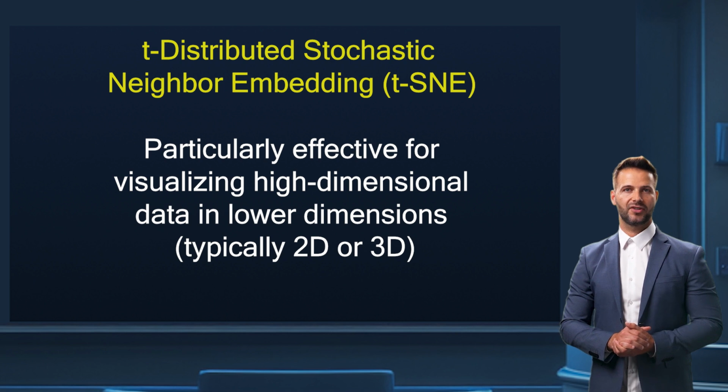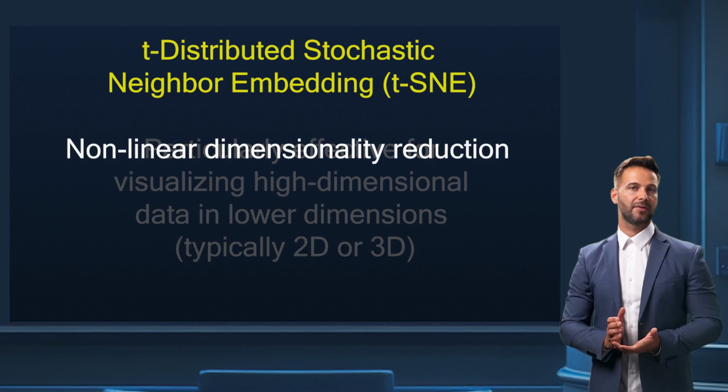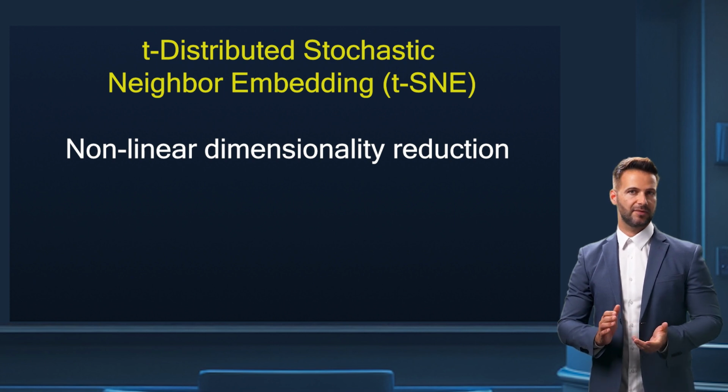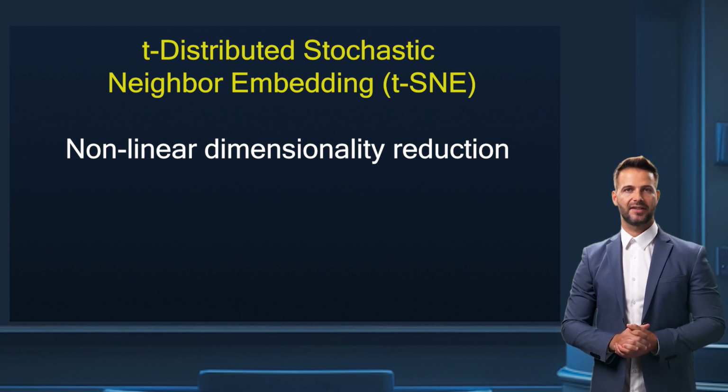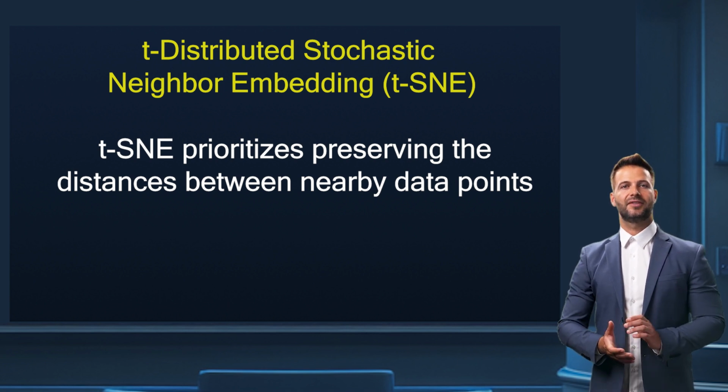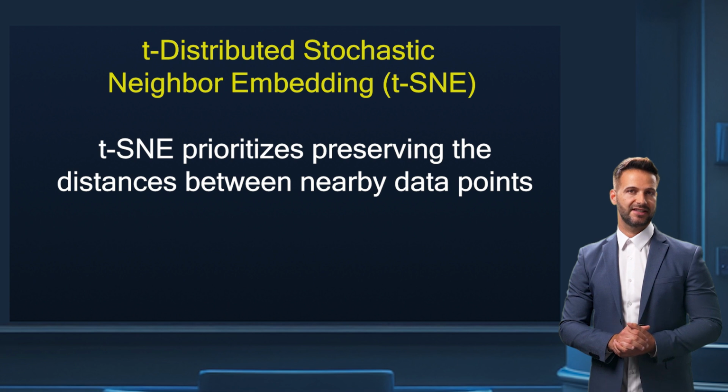What are some key features? How about nonlinear dimensionality reduction? Unlike PCA, which is linear, t-SNE can capture nonlinear relationships between data points. And t-SNE preserves local relationships while distorting global relationships. t-SNE prioritizes preserving the distances between nearby data points, making it effective at revealing clusters and local patterns within the data.